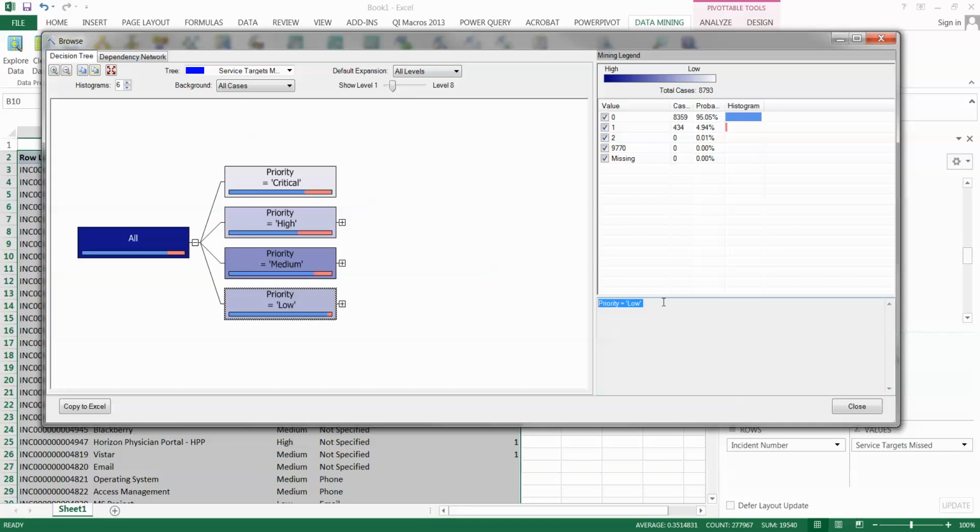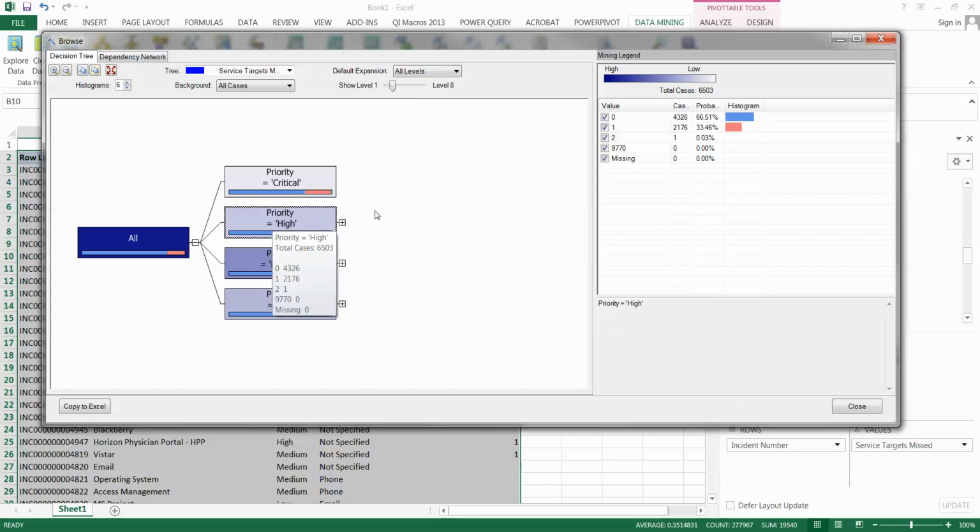Now, that might seem good, although really it's not, because priority low means that we don't necessarily care so much. We've agreed with the business that we don't care so much about these types of incidents. So what you would like to do is obviously have fewer breaches on the high or critical. But you notice here we've got kind of a reverse trend, and that gives us something to look at.